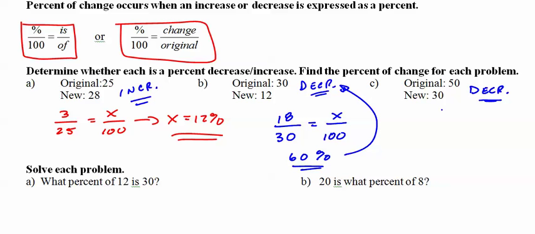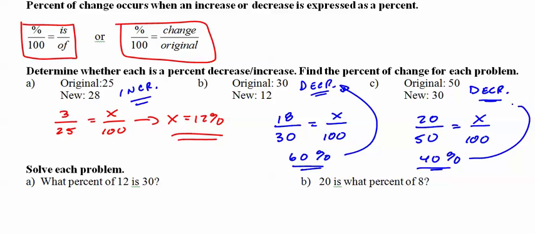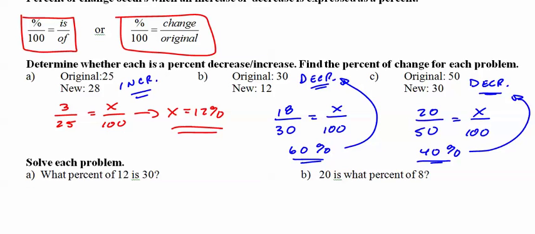Over here, it started at 50 and went down 20 out of that original 50. So that's something out of 100. I believe you will get a 40%, again, decrease.